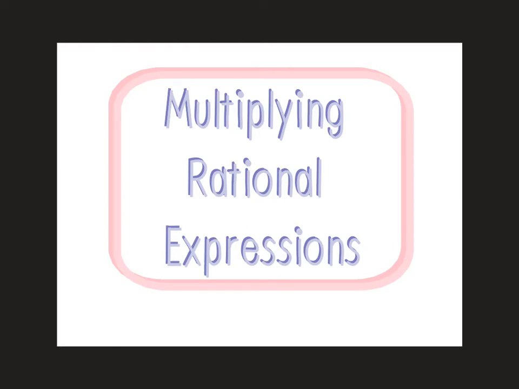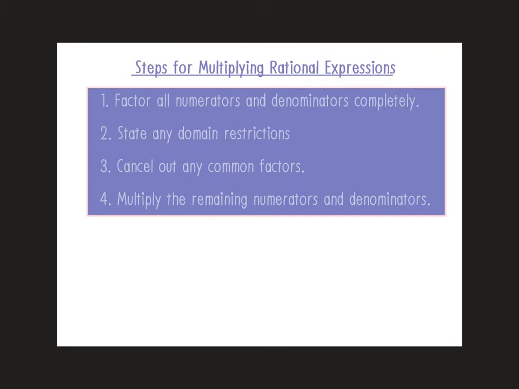In this video, you'll learn how to multiply rational expressions. The steps you want to take for multiplying rational expressions are: factor the numerators and denominators completely, state any domain restrictions, cancel out common factors, and then multiply the remaining numerators and denominators.